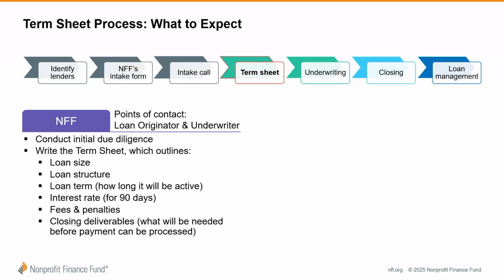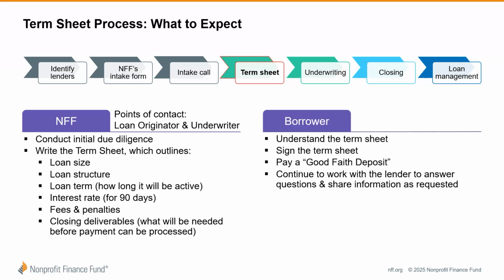So once NFF provides this, then you schedule a call with your underwriter at NFF to go over the term sheet with you to make sure you understand it, to answer all of your questions. Our goal is the same as yours as the borrower, to make sure you understand everything that is laid out in the term sheet. If that's agreeable to you, then you sign the term sheet, and in most cases, you'll pay a good faith deposit, also sometimes called earnest money, which is then applied towards the closing fee when your loan closes.